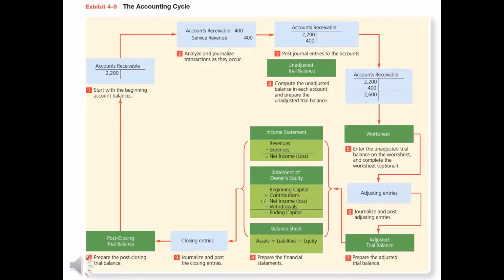The final step in the accounting cycle is to prepare one more trial balance. This is the post-closing trial balance, and it will be the same at the very end of the period as the beginning of the next period. It will only have balances for permanent accounts. Those are our assets, our liabilities, and our equity.